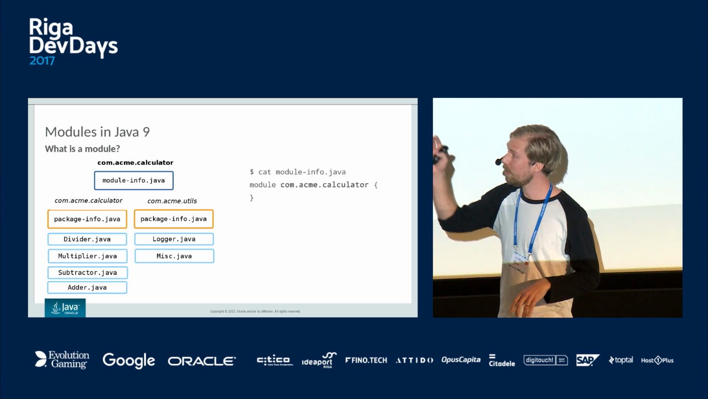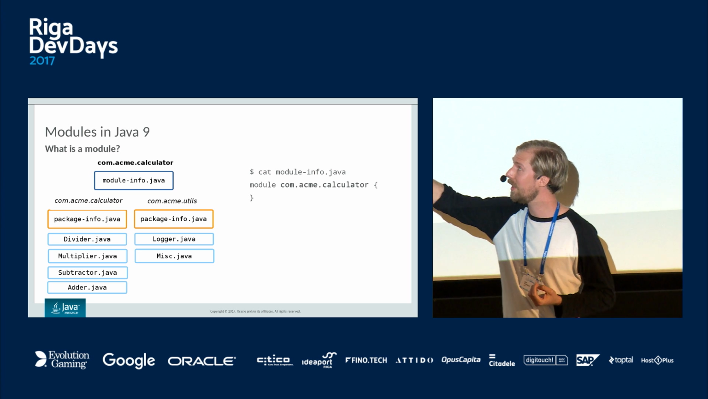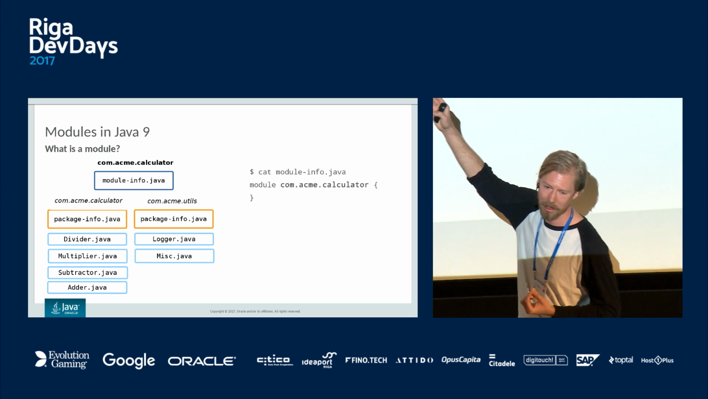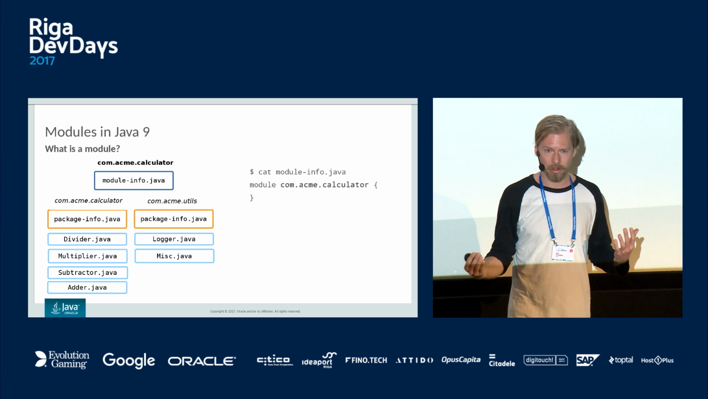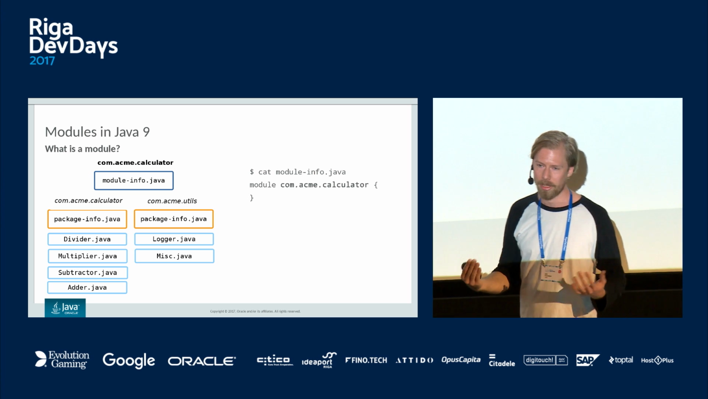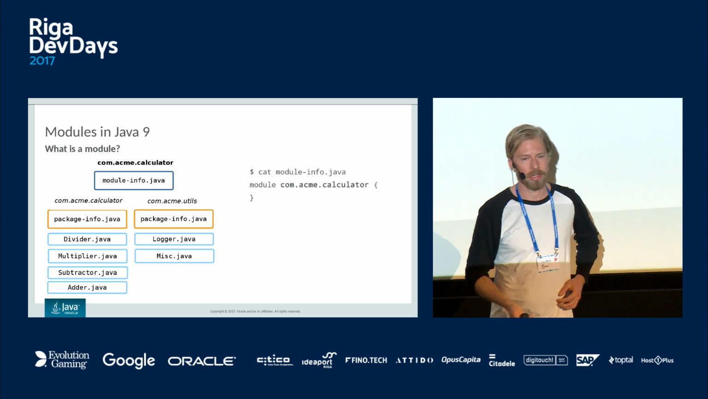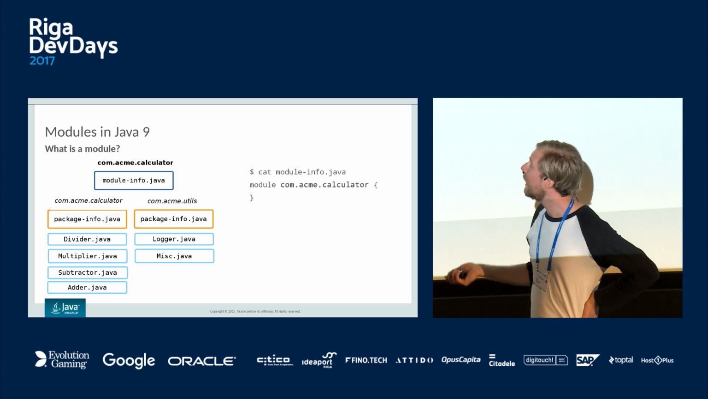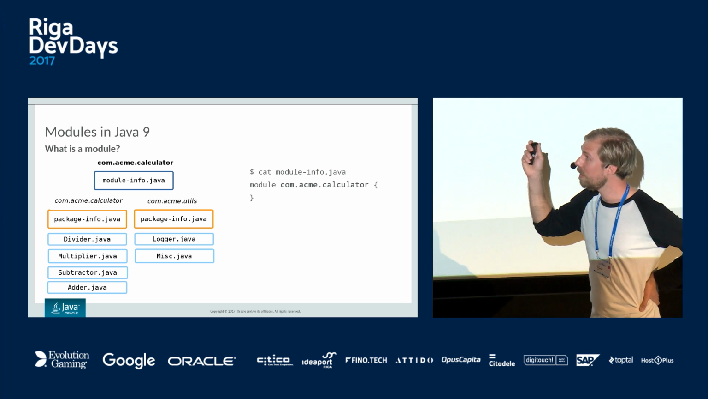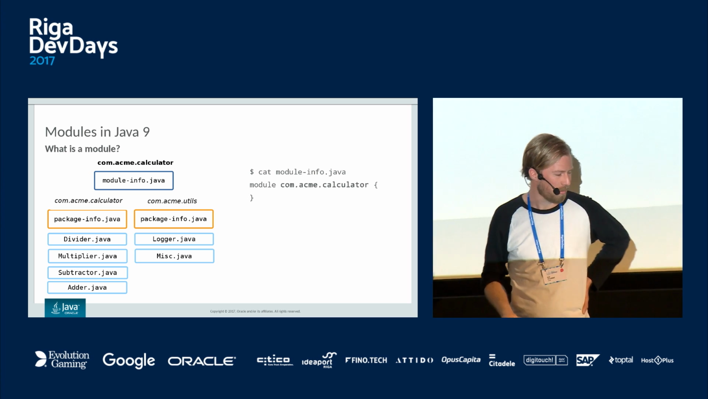Don't get confused. There's a package called com.acme.calculator, and there's a module called com.acme.calculator. There's a difference between those. We'll get into later why the naming. This will most likely be the naming scheme many of you will end up using, and we will see why later. But this is all there's to the module for this little library.